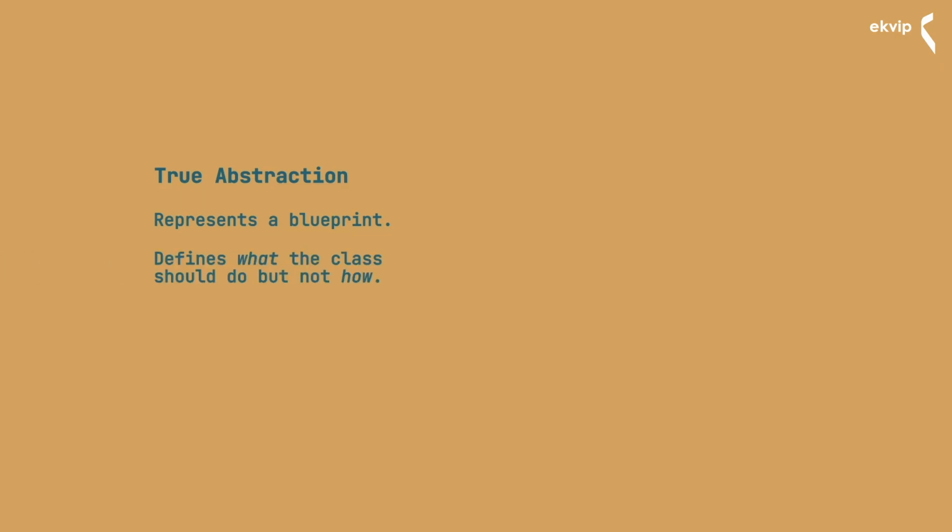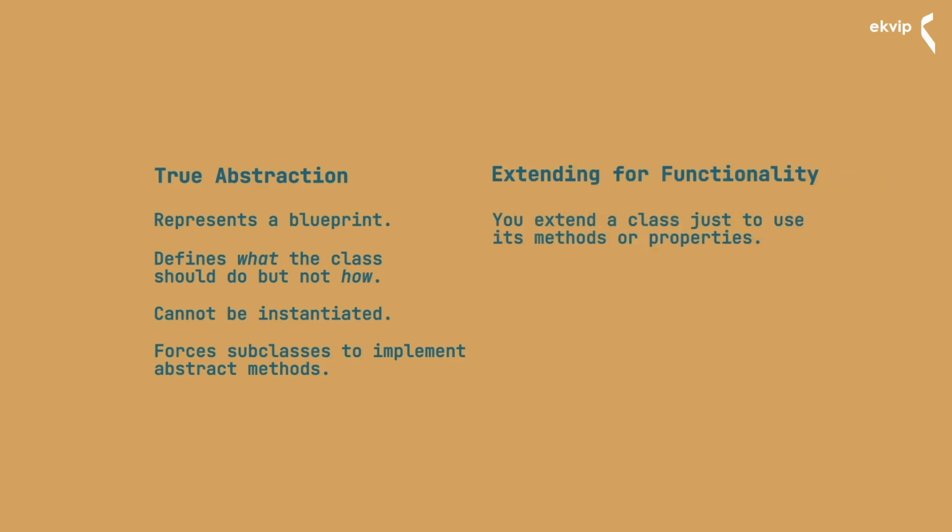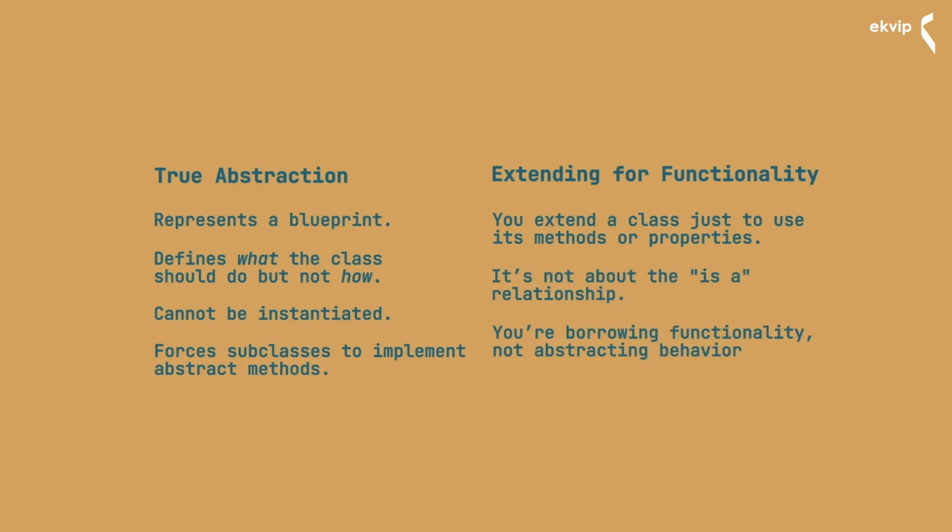Let's have a look at the key differences. True abstraction, abstract classes: represents a blueprint. Defines what the class should do but not how. Cannot be instantiated. Forces subclasses to implement abstract methods. Extending for functionality: you extend a class just to use its methods or properties. It's not about the is-a relationship. You're borrowing functionality, not abstracting behavior.